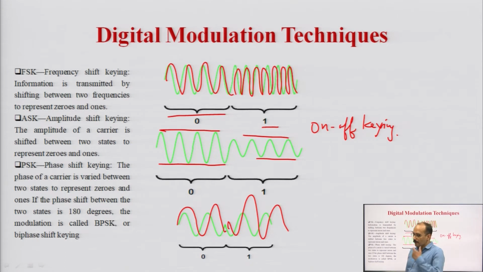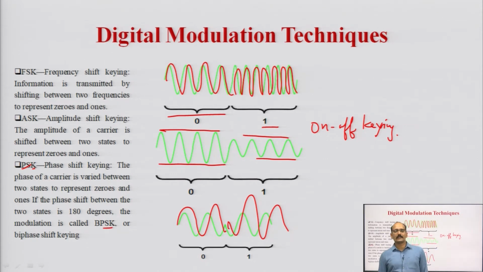So, you can see that phase information is going to be changed in the digital modulation scheme, which stands for PSK. So, in FSK the information is transmitted by shifting between two frequencies to represent 0 and 1. In ASK, amplitude shift keying, the amplitude of a carrier is shifted between two states representing 0 and 1, whereas in PSK the phase of a carrier is varied between two states representing 0 and 1. If the phase shift between the two states is 180 degrees, the modulation is called BPSK.